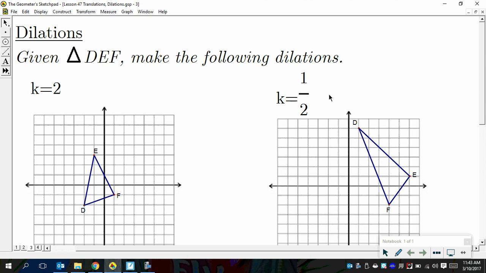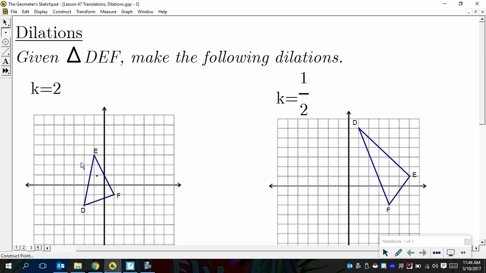The other one we're going to talk about here is dilations. Dilations stretch or shrink figures by a scale factor, and here K is what we use to represent the scale factor. If K is bigger than 1, then it's going to stretch the picture. If K is smaller than 1, like 1/2, it's going to shrink it. And all you really need to do is multiply the x and y values for all the points by the scale factor.